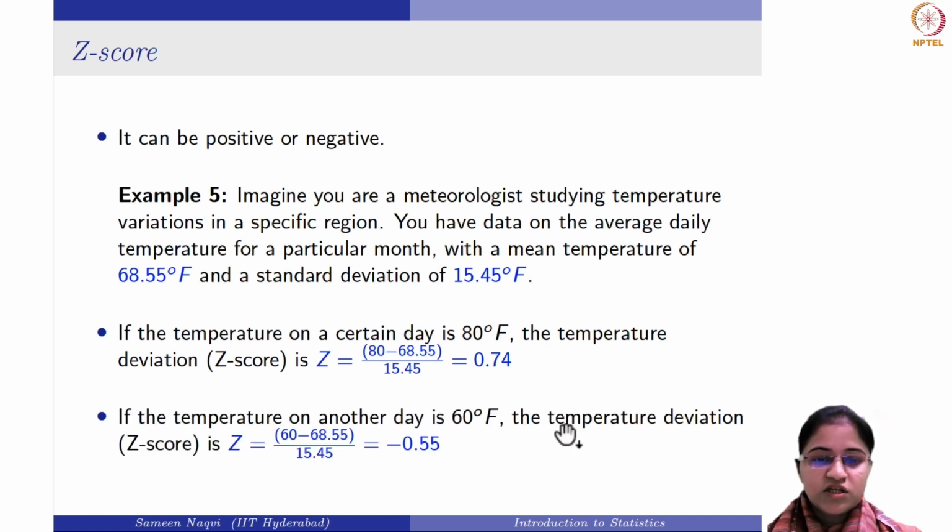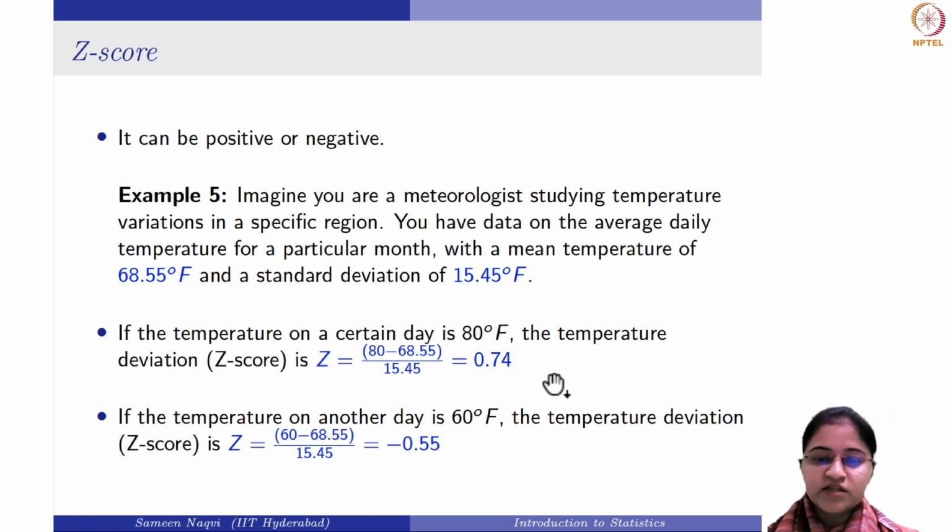Likewise, suppose the temperature on another day is 60 Fahrenheit, then what will you say? The z-score in this case will be 60 minus 68.55 divided by 15.45. So basically what you get is minus 0.55 in this case. So you see that z-score can be positive or negative.